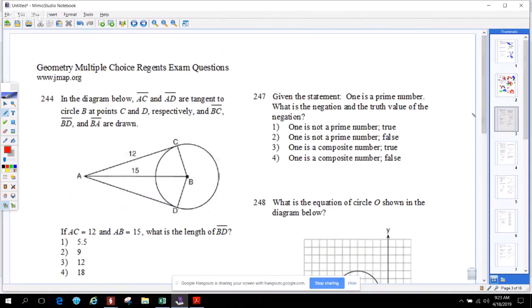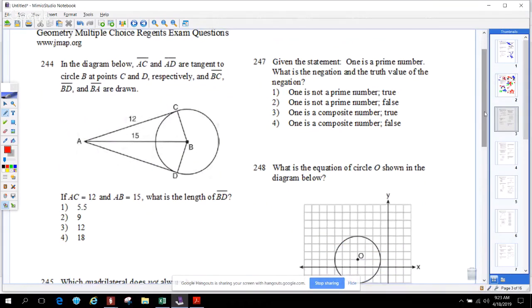Okay. Let's do a couple more and then we'll go on. We'll stop at 246. We'll finish 246 and then we'll brain break. So 3 problems, then we'll brain break. So question 244.